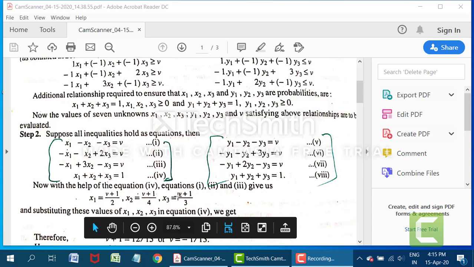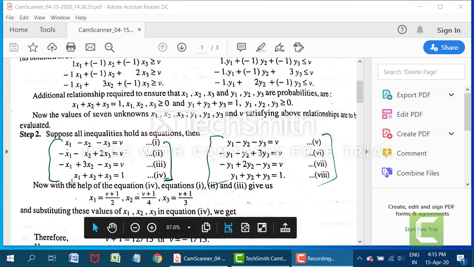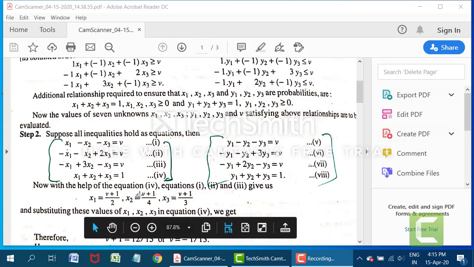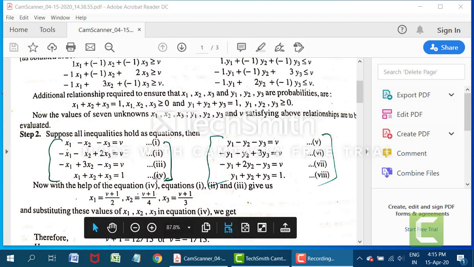Similarly, third equation and fourth equation. Here also minus x1 minus x3 is there. If you send x1 and x3 to this side and bring the 1 to this side, you get x2 minus 1. So in place of minus x1 minus x3, you write x2 minus 1. 3x2 plus x2 minus 1, 4x2 minus 1 equal to nu. 4x2 equal to nu plus 1. x2 equal to nu plus 1 by 4. So you combine equation 1 and 4, equation 2 and 4, equation 3 and 4.